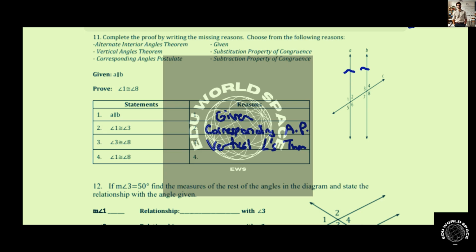And then that would mean 1 and 8 are congruent by the transitive property. If 1 is congruent to 3 and 3 is congruent to 8, then 1 is congruent to 8. Angle 3 is like the common thread. That is called the transitive property. Or it doesn't look like that's an option, so maybe in your class you call it the substitution property.